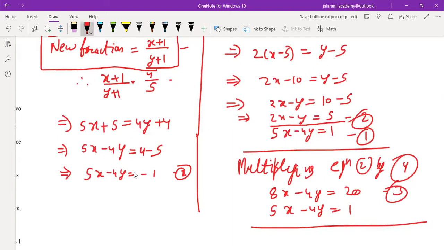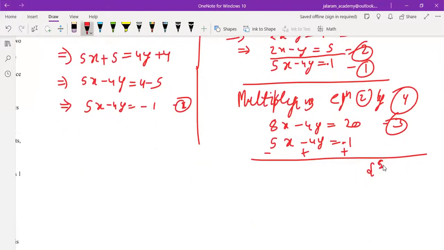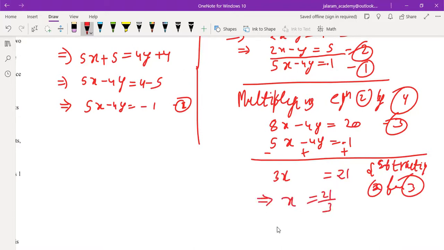5x minus 4y equals minus 1 actually. So when you subtract it, minus, plus, and plus will be there. So we write subtracting 2 from 3. It is compulsory to write 8x minus 5x, 3x; minus 4y plus 4y cancelled out. 20 plus 1, 21. It implies x equals 21 by 3. It implies x equals 7.